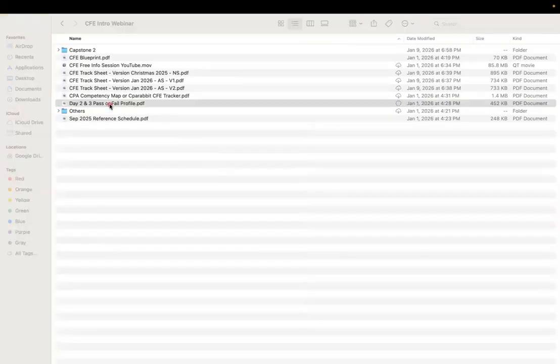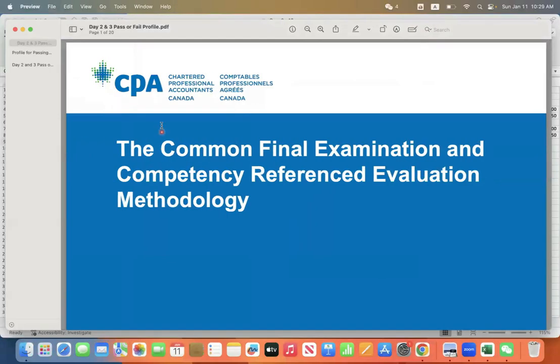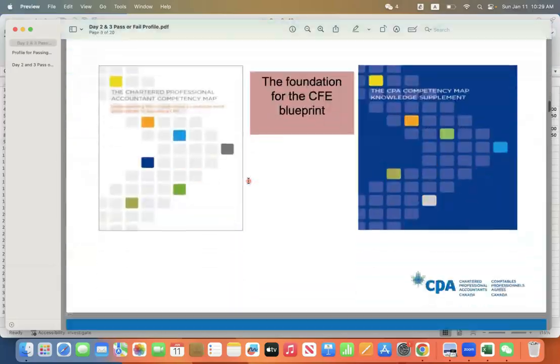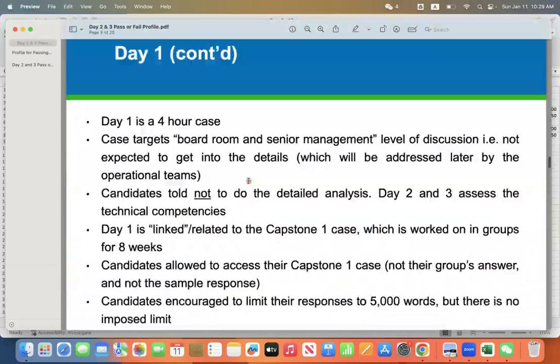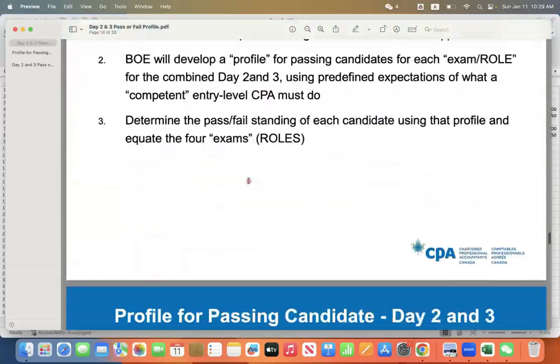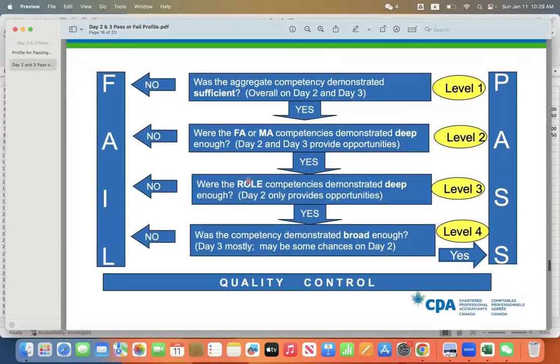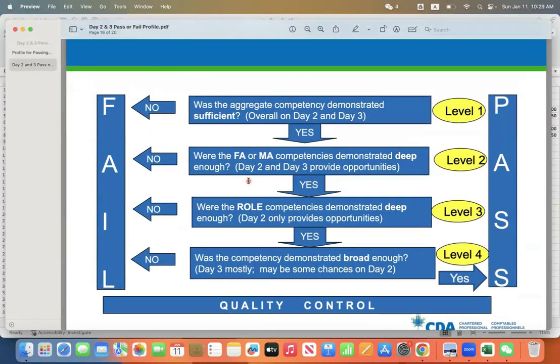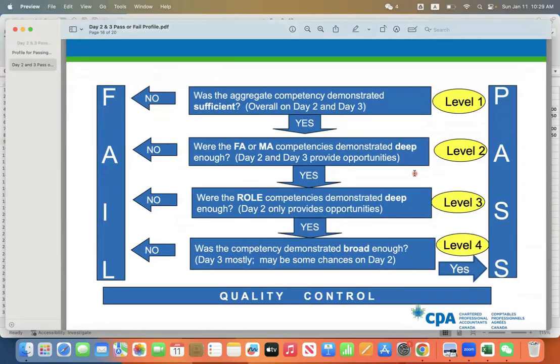So this one is the pass or fail profile. Just look at this page. Other pages, I don't think they are useful, just this page. This page is the pass or fail profile for, let me see.